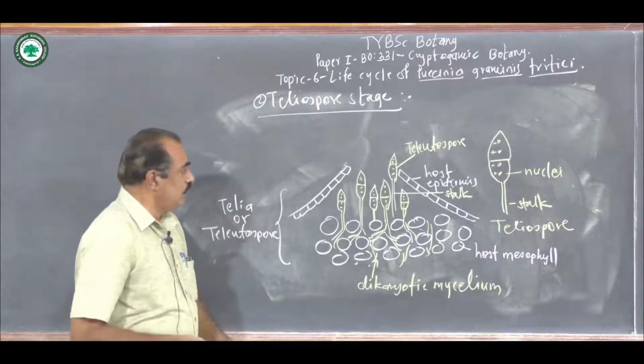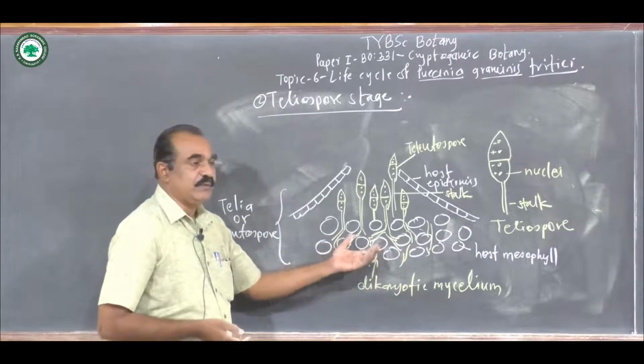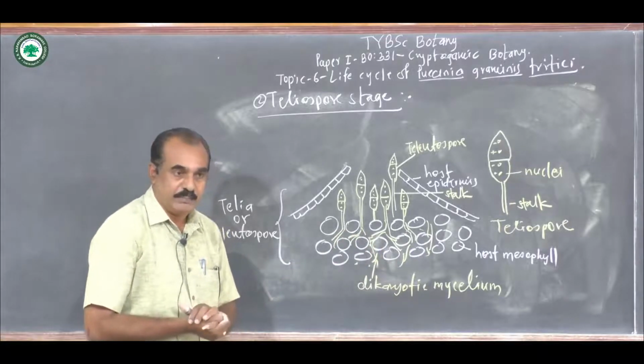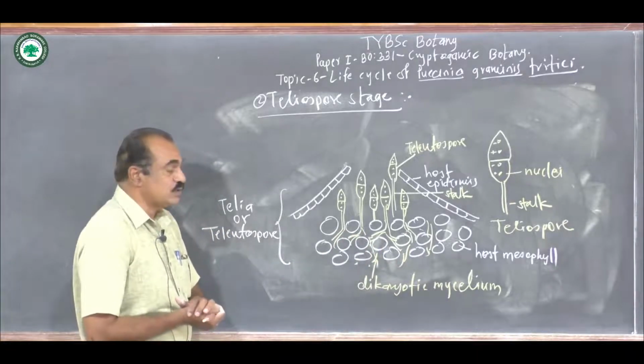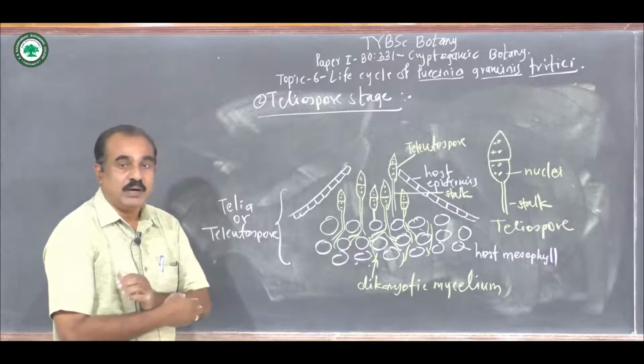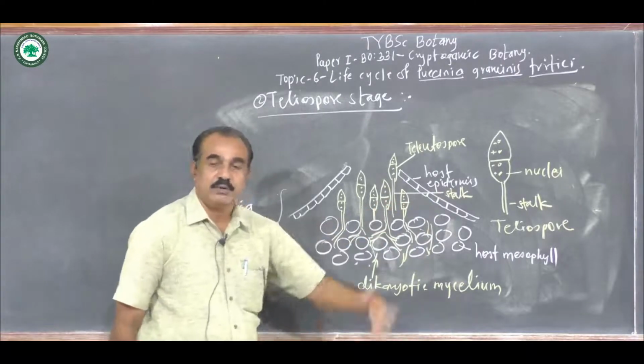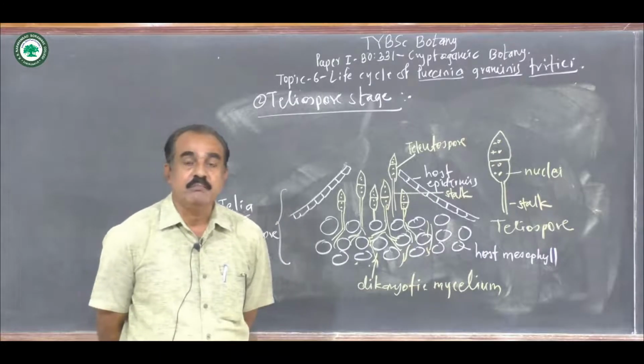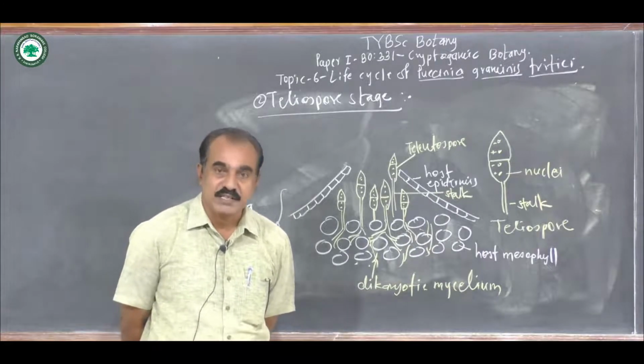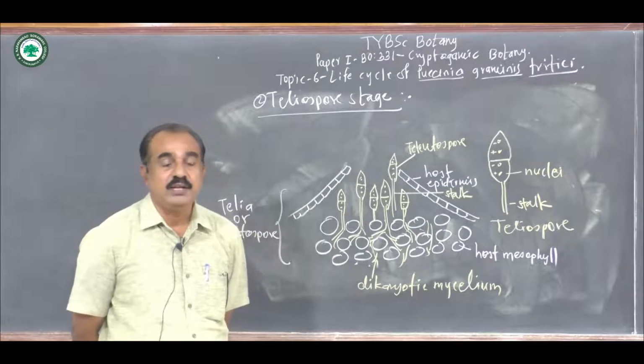Now a very large amount of secondary dikaryotic mycelium is formed just below the upper epidermis, and also a very large number of upright stalk-like structures are formed, and they are called the stalk. Above the stalk there is a formation of bicelled binucleated cells. These cells are called the Teliospore.